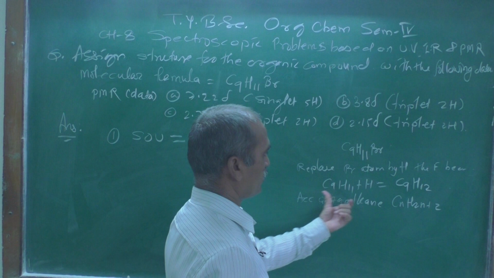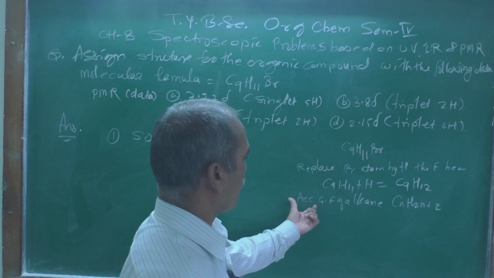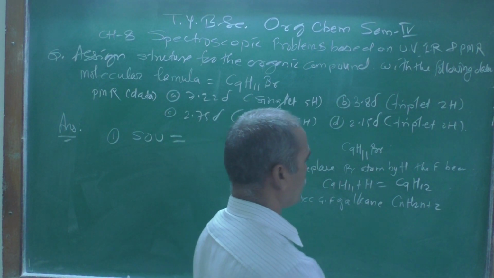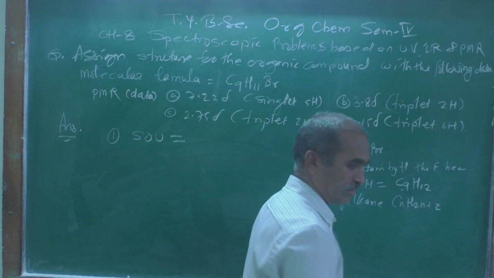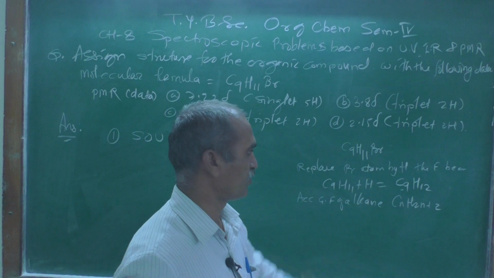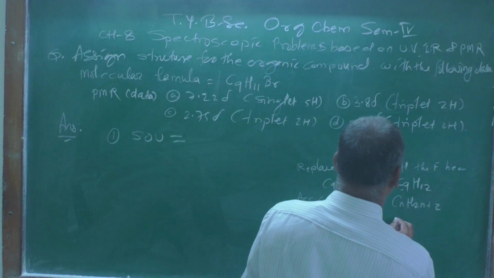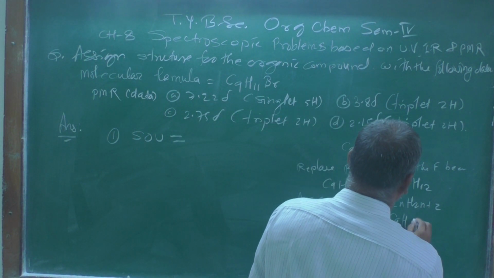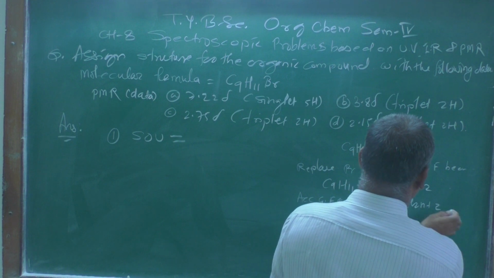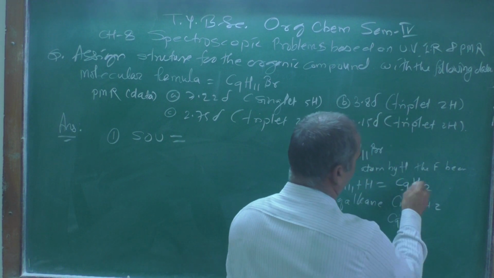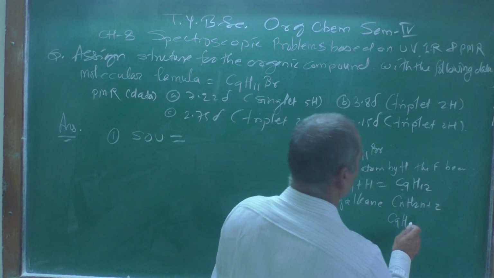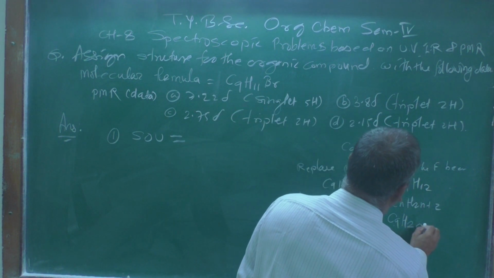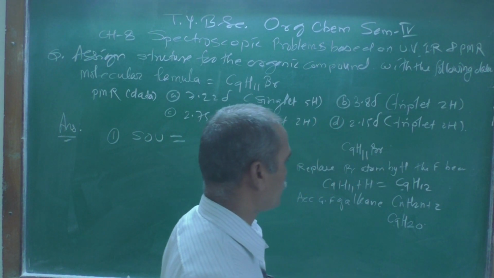Here I am writing, according to the general formula of alkane CnH2n+2, for n you have to take whatever number of carbon atoms are there. So put here C9: 9 into 2 is 18, plus 2 is 20, right? C9H20.